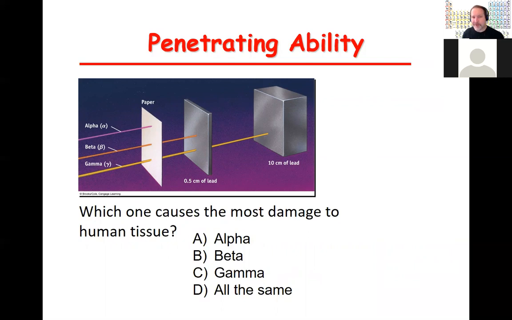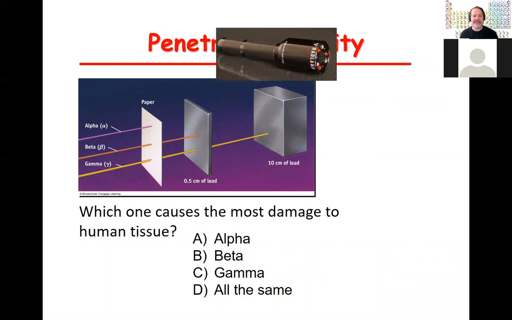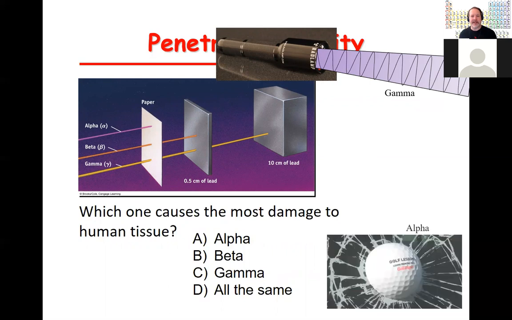All right, hopefully you've wagered a guess, and hopefully you said, what did you say? Well, let's think about this first. Gamma rays, you want to think of rays, light passing through something, okay? And that's how we think of gamma rays. And alpha and beta, you want to think of as particles. So which one does the most damage to material? Well, hopefully you picked A, alpha.